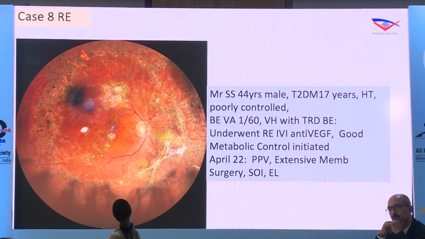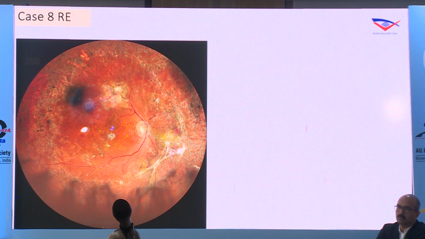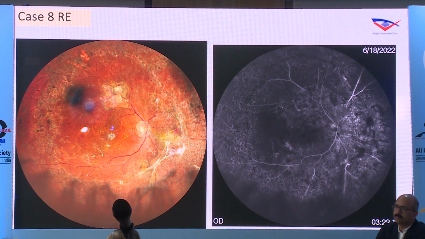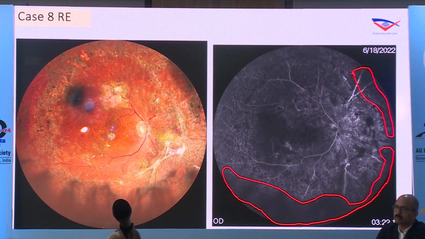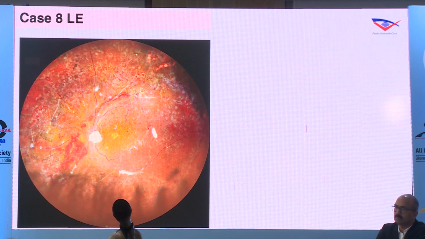Another patient who is 44 years, type 2 diabetic, again had been lasered before, went ahead with intravitreal injections, good metabolic control. On April 22, did pars plana vitrectomy with extensive membrane surgery with oil injection, and this is what the patient's angiography was. The areas of capillary non-perfusion. We went ahead and lasered those areas.